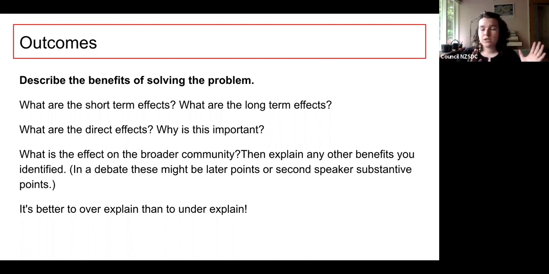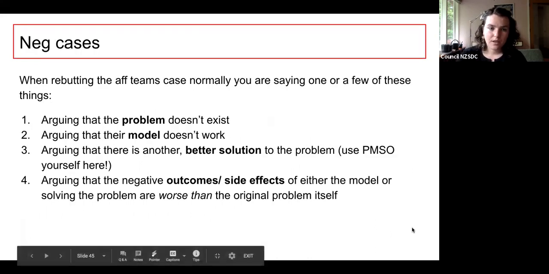So problem, what's the problem? What are you going to do about it? How does that solve the problem? And then what's the benefit of solving that problem? Okay.